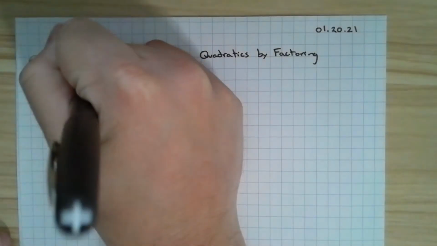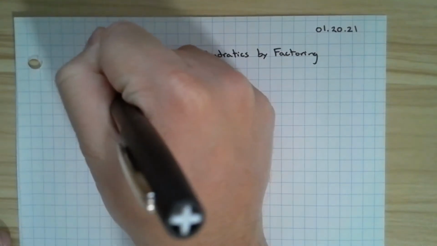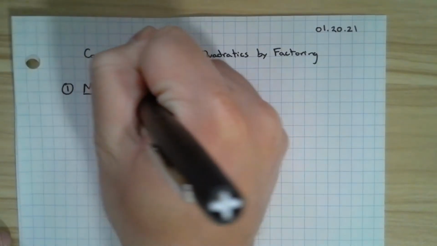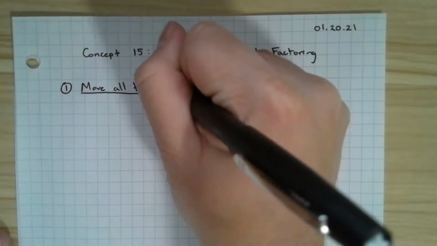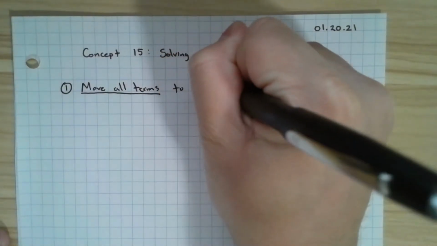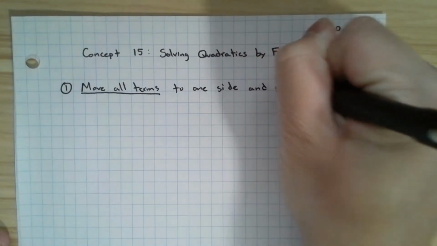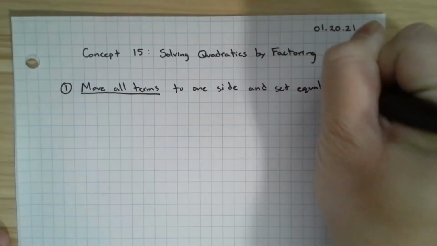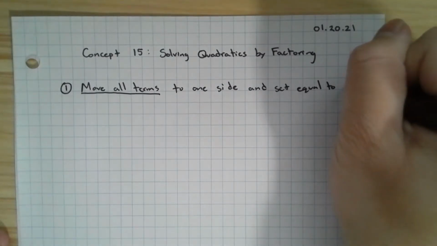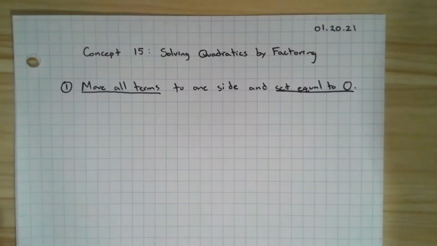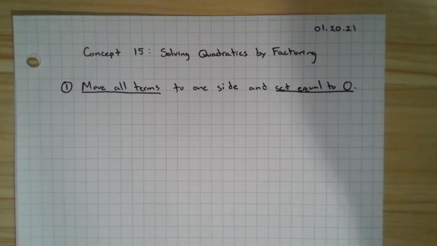So the first step, the important one, is move all terms to one side and set equal to 0. Super important idea. This is something that's going to come up a lot in our class next year in pre-cal and in your college math class, college algebra.